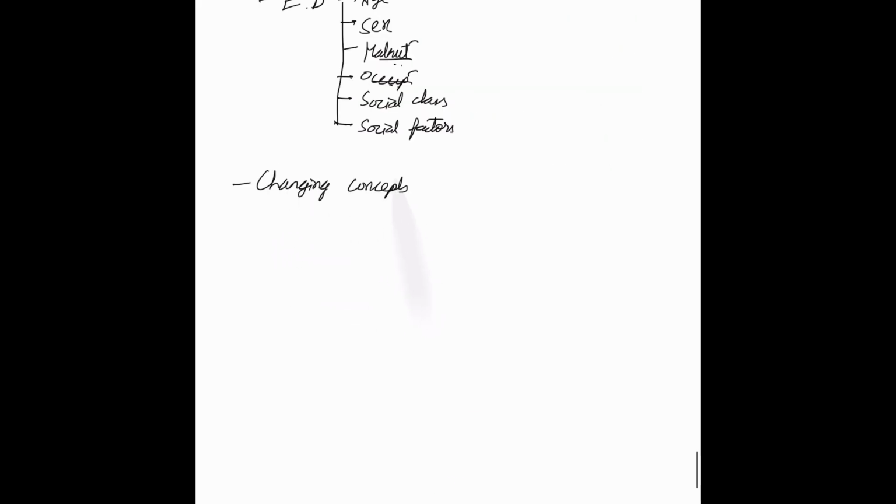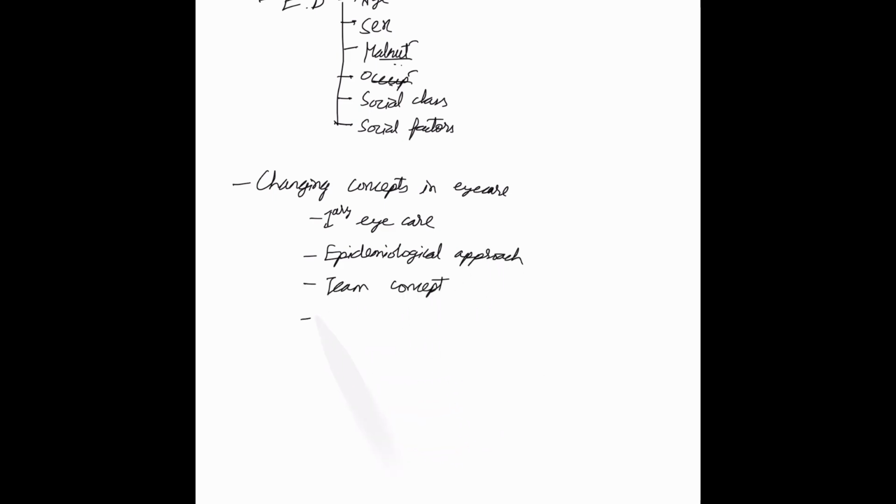So we also see the changing concepts in eye care, like primary eye care, an epidemiological approach, the team concept, and establishment of national programs. Then coming to the prevention of blindness, we see the initial assessment of blindness and the various methods of intervention like primary eye care, secondary care, tertiary eye care, and various specific ophthalmology programs like trachoma control, school eye health services, vitamin A prophylaxis, and occupational eye health services.